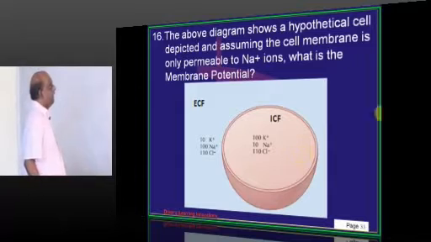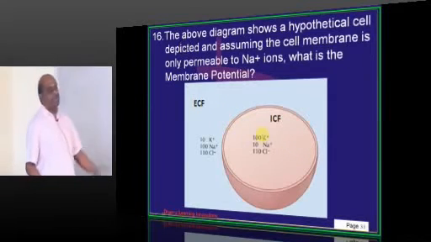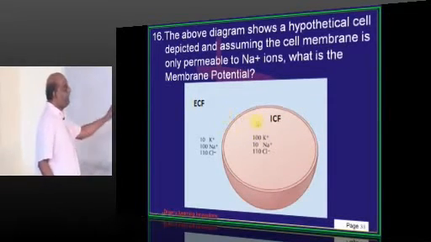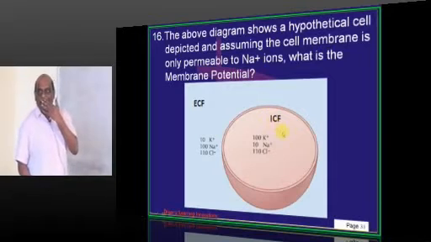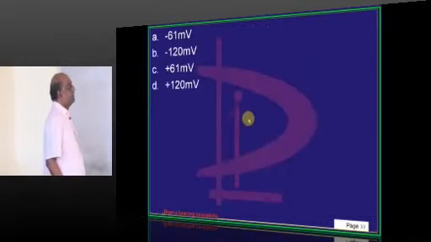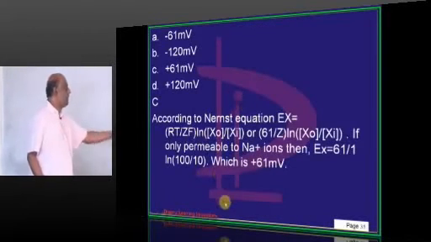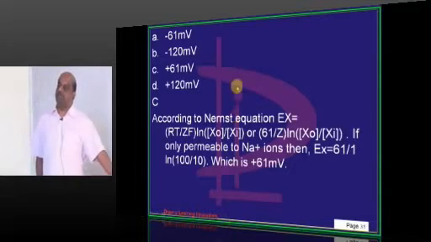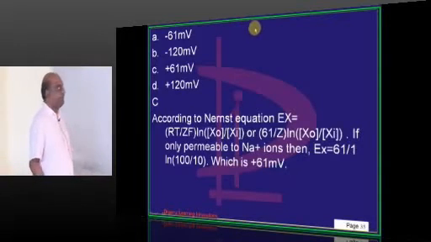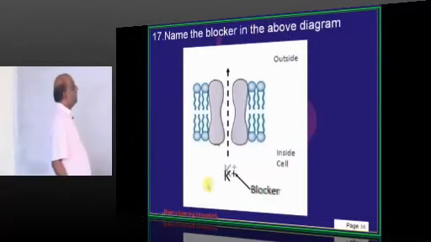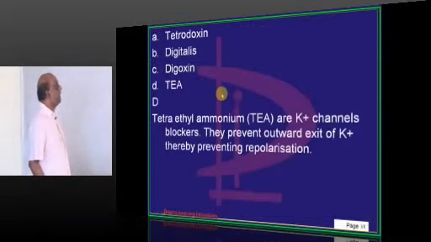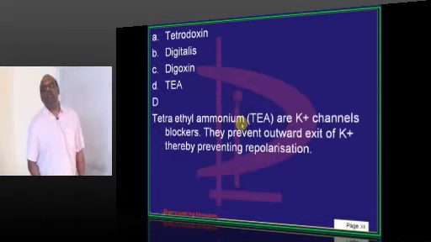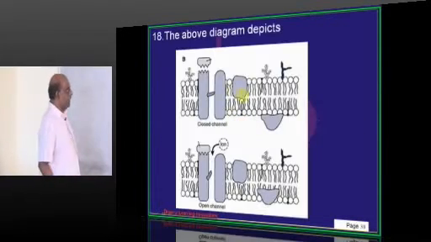Now in this diagram of the hypothetical cell, the cell membrane, if at all, is only permeable to sodium ions, what is the membrane potential? So it's a simple Nernst equation which you have to be sure. If you do the calculations, the value comes to 61 millivolts. Now what is the blocker, potassium blocker among this? It is the tetraethyl ammonium which is considered to be the potassium blocker.